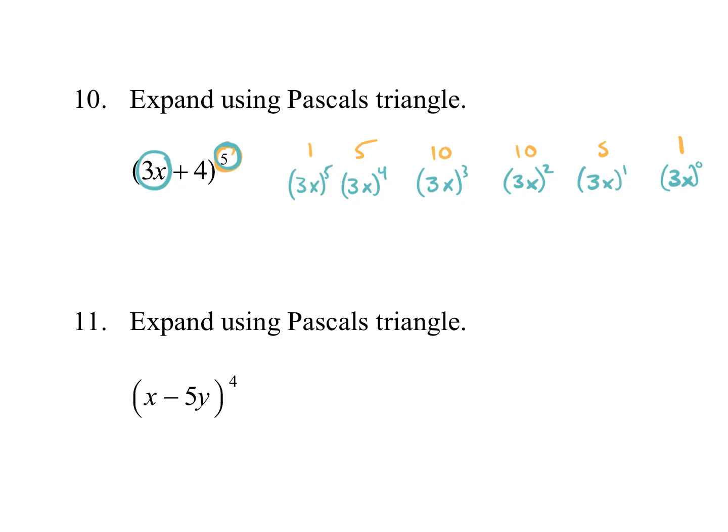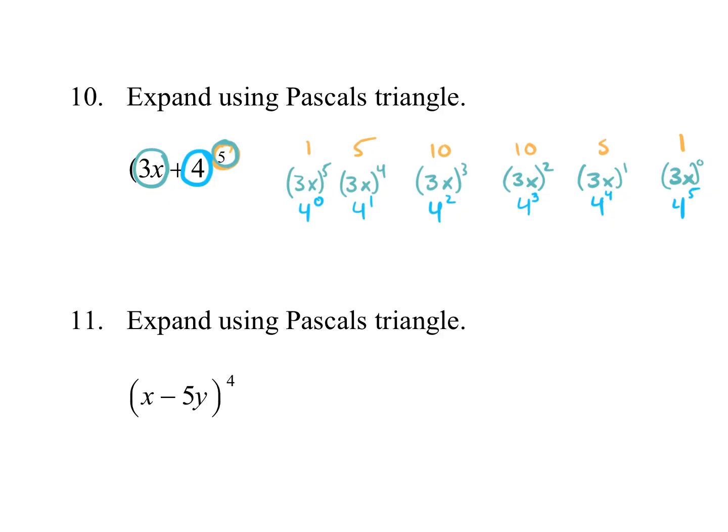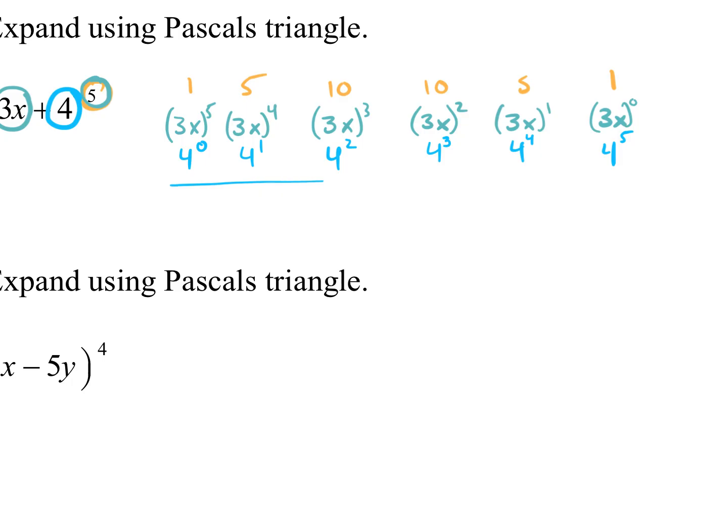Then our second term is 4. So each column is going to get its own 4. I'm going to start with 4 to what power? 4 to the power of 0. Perfect. And we go up from there. 4 to the power of 1, 4 to the power of 2, 4 to the power of 3, 4 to the power of 4, 4 to the power of 5. Now let's combine our columns.